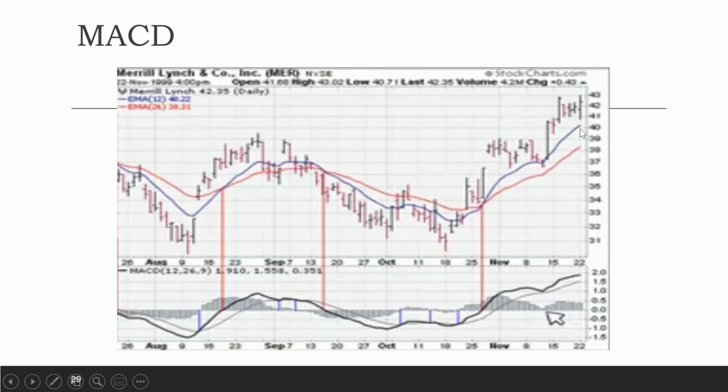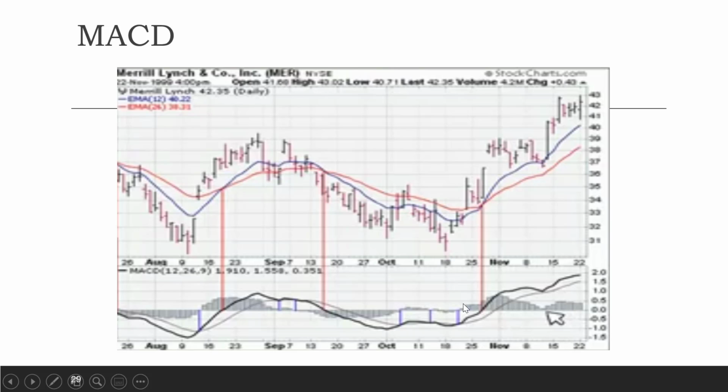The difference between the two moving averages is how much? 2. And the difference between the center line and the MACD line is how much? 2. Here, what is the difference between the two moving averages, Nikita? 0. So that's why it is crossing over here. When the MACD line crosses over the 0 line, that indicates that the shorter term moving average has crossed over the long term moving average.